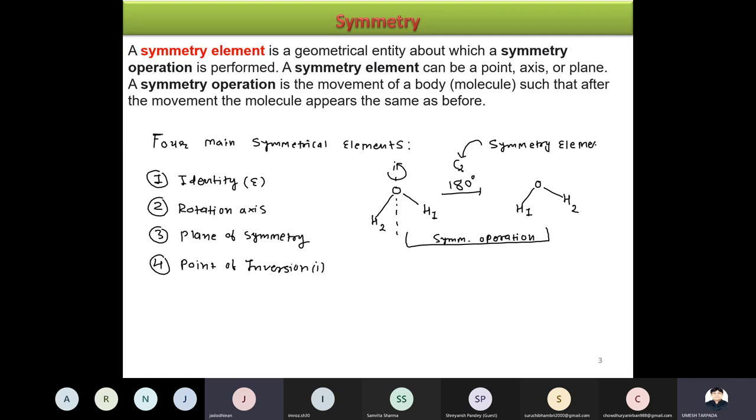This we call symmetry element. Is it clear? Yes, sir. Okay. So symmetry element is simply the element by which you can do the process. You will either get the same structure or an equivalent structure. That element is called symmetry element, and the entire process we call symmetry operation. So entire symmetry is based on the symmetry element. In order to understand symmetry, you have to understand the symmetry element.